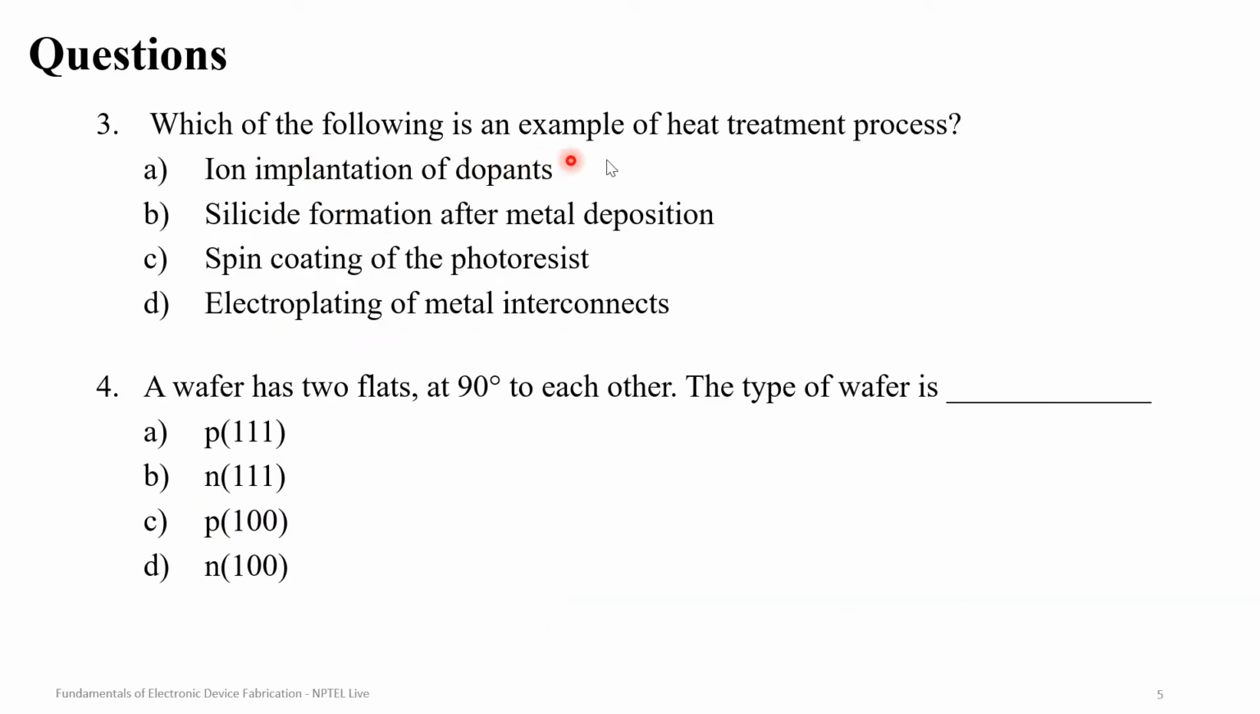So, which of the following is an example of heat treatment process? During the wafer fabrication, there are many steps, right? Layering is there, patterning is there, doping is there, contact placing is there, heat treatment is there. So, which of these options is a heat treatment process? Your options are ion implantation of dopants, silicide formation after metal deposition, spin coating of the photoresist, electroplating of metal interconnects. Anybody has the answer to this question?